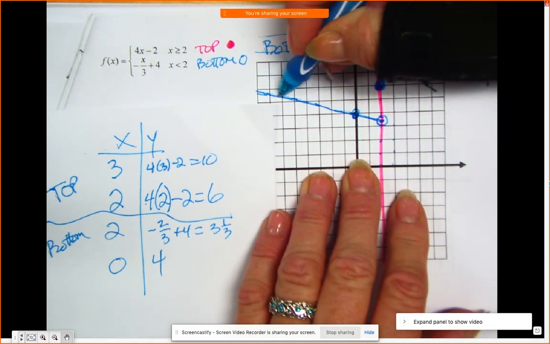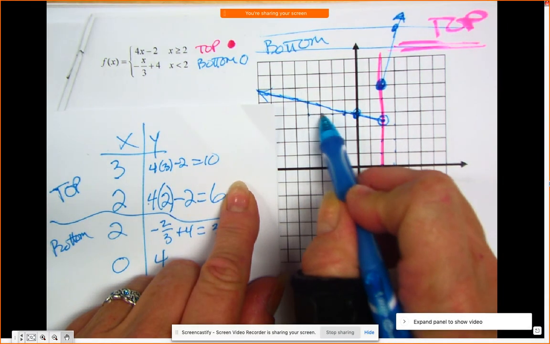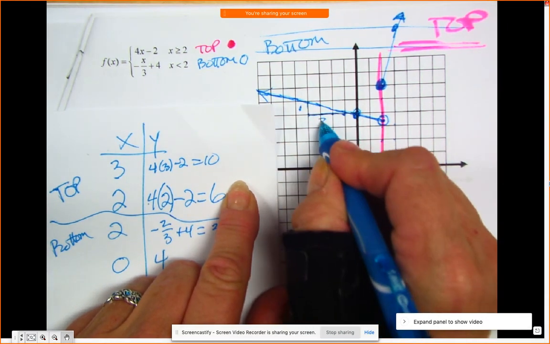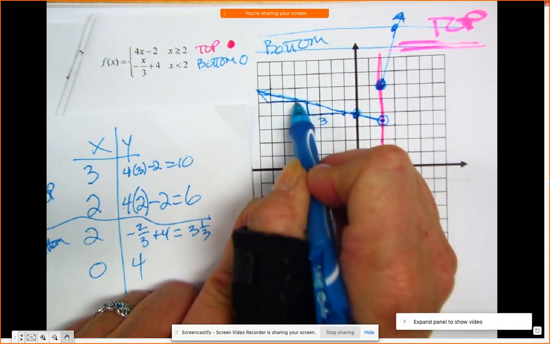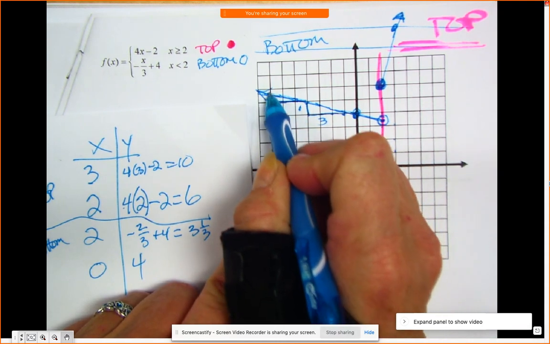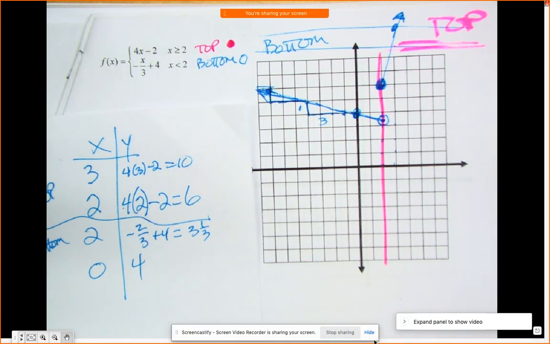Because the slope technically is a 1/3. Think about it. 1, 1, 2, 3. I should see a 1/3 slope. And I do, 1/3. If I go over again, 1, 2, 1, 2, 3, and up. It's supposed to be right there. I was close. Okay, so that's all we're doing.